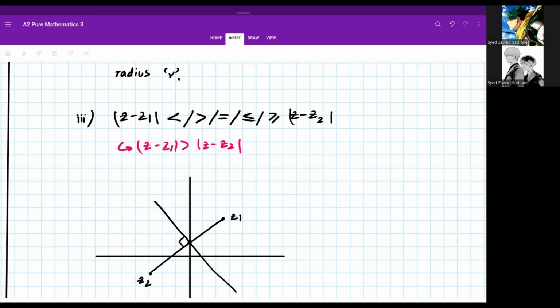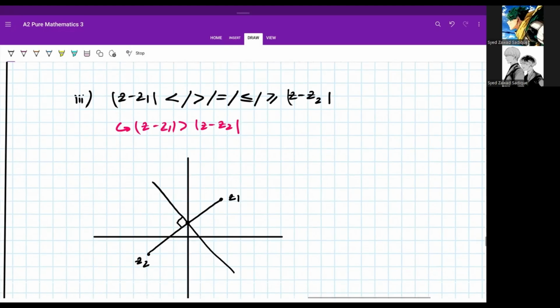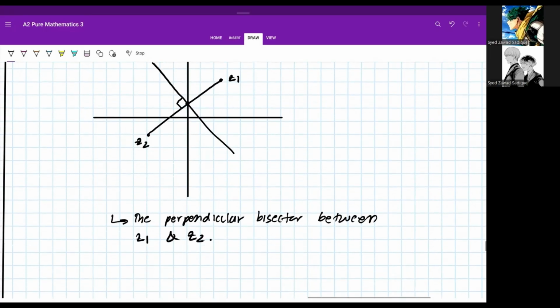Now guys, don't feel confused because of all the symbols. It can mean anything. For example, modulus of Z minus Z1 is greater than modulus of Z minus Z2. So what does this mean? The graph looks like this. This is Z1, this is Z2. You have to mark and label the 2 points, draw a line, and then draw their perpendicular bisector. You find the midpoint of Z1 and Z2, and then draw a line perpendicular to that line. You describe it as the perpendicular bisector between Z1 and Z2.